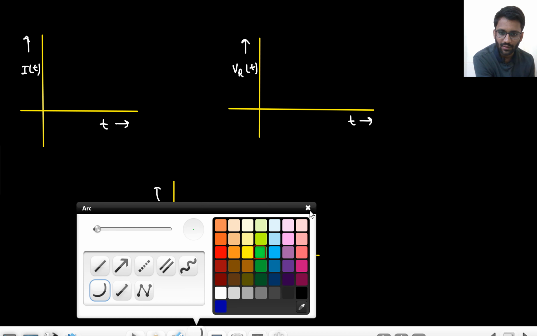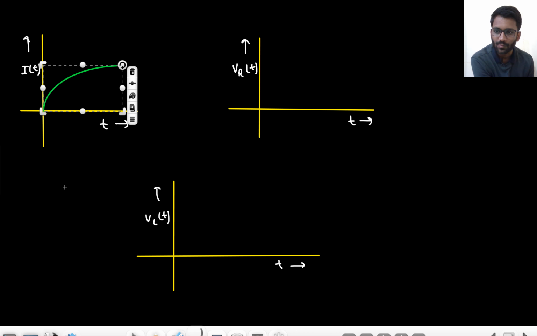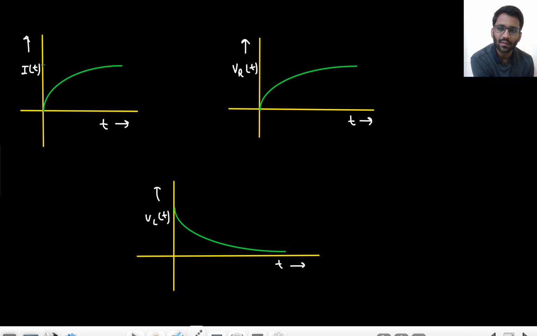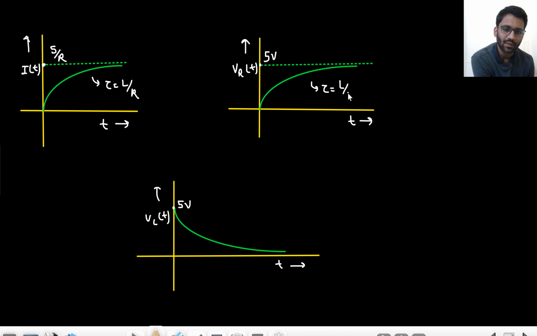So these both are rising, right, from 0 to some value, and this one is decaying, right? Current is rising from 0 to 5 by R. The voltage is rising from 0 to 5 volt, and the current is decaying from 5 volt to 0. Tau is equals to L by R. Right? So now what is actually happening in the circuit?